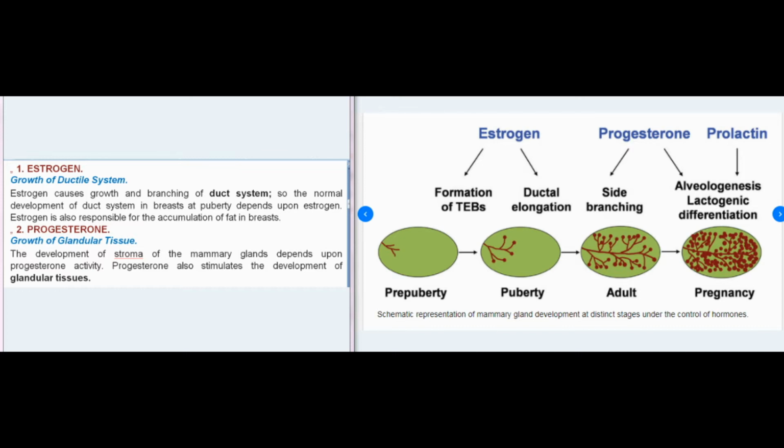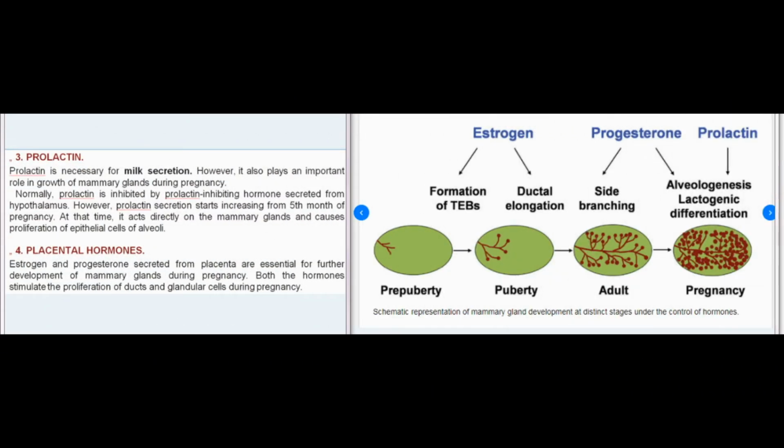2. Progesterone. Growth of glandular tissue. The development of stroma of the mammary glands depends upon progesterone activity. Progesterone also stimulates the development of glandular tissues. 3. Prolactin. Prolactin is necessary for milk secretion. However, it also plays an important role in growth of mammary glands during pregnancy.